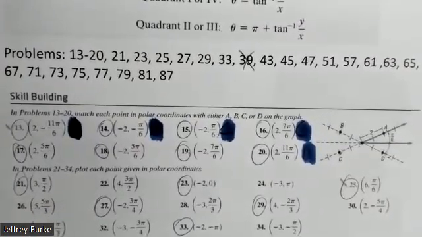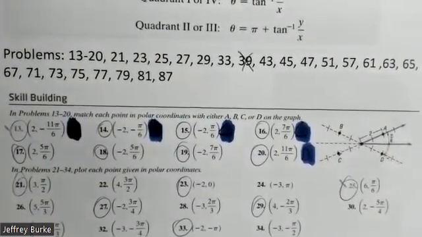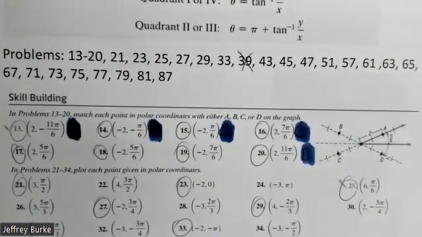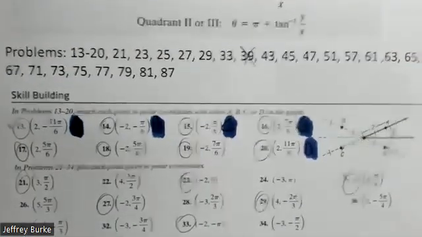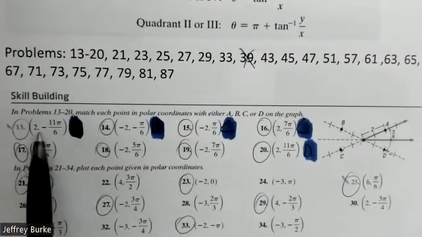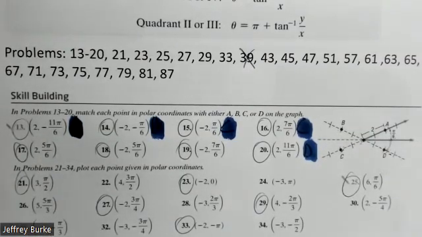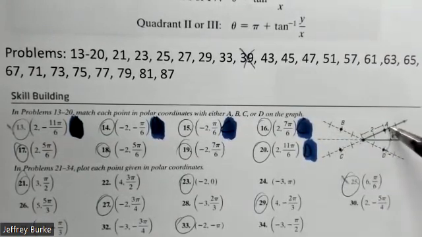Now let me show you how this works with a few examples, and then I'll have you try this. I'll show you how I do this on paper. For the first four, I'll show you how this works. We have the point 2, negative 11 pi over 6. Usually what I do is I don't look at the radius first. I look at the angle and see where the angle takes me. Let's say I have an angle of negative 11 pi over 6. That's going to take me all the way around here.